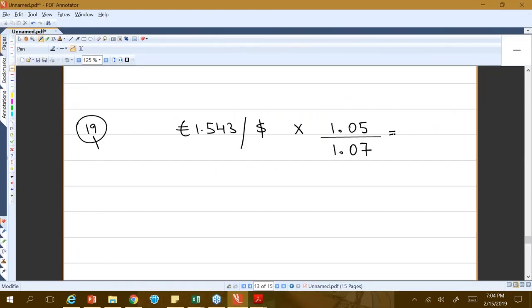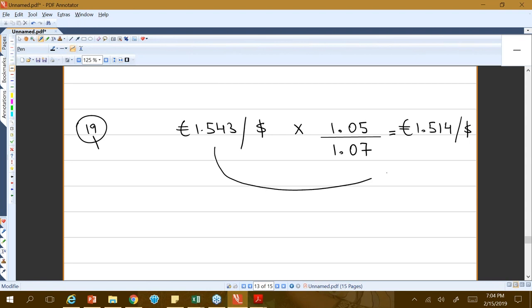So if we try to work this out on the calculator, let's see what we get. 1.543 into 1.05, dividing that by 1.07. So what I get here is euro 1.514 per the dollar.